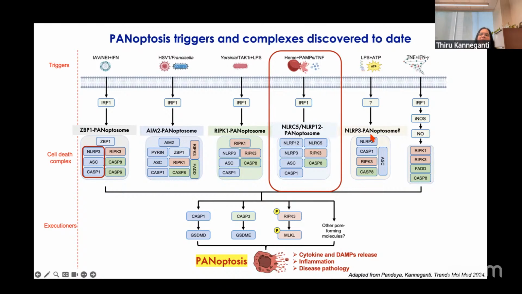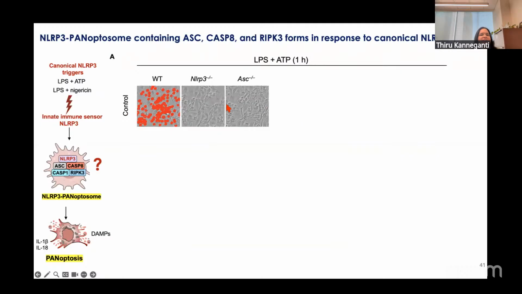How about NLRP3? Historically, I began my career studying NLRP3 as an inflammasome, right? That's what we discovered. But then with this open concept of PAMP, LPS, and a DAMP combination, we began asking, is it really an inflammasome? Or is it a panoptosome, right? So it's a very simple question we're asking, and NLRP3 and ASC deletion completely provided protection.